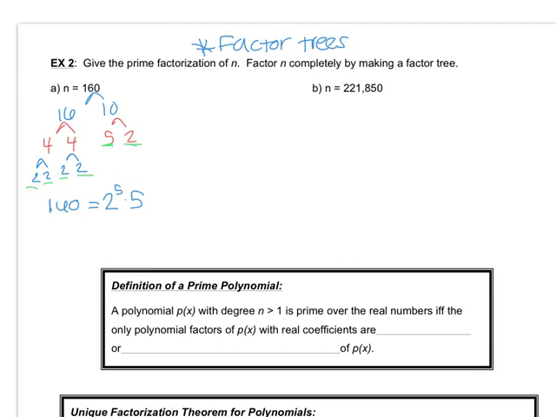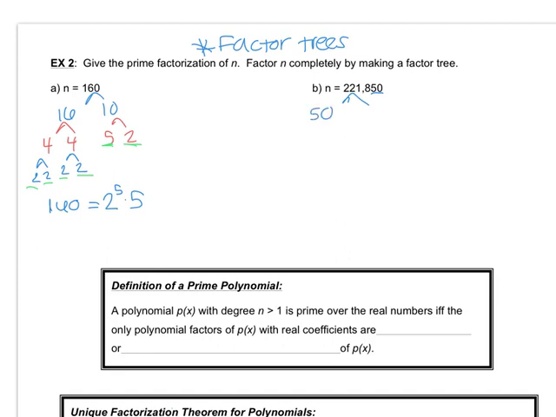All right, so if we look at example B, it's a little more robust. Instead of a simple number like 160, we see a large number, and there might not be as many obvious factors. To start breaking it down, I would look at the end of the number. If it ends in a 50, it's obviously divisible by 50, so I would go ahead and try that first. So we know that this number is going to be 50 times something else.